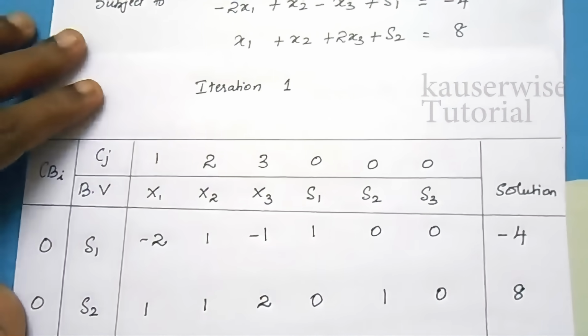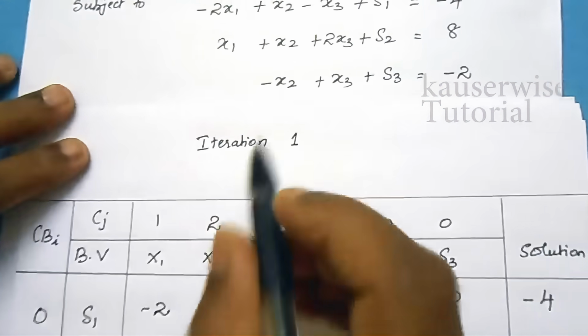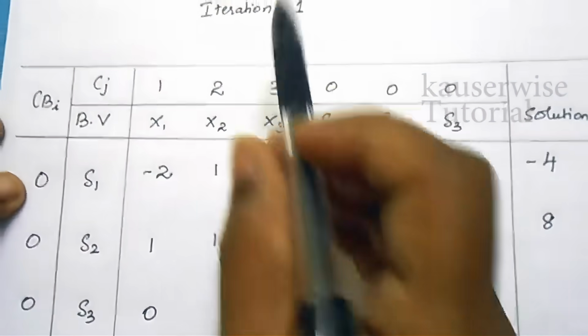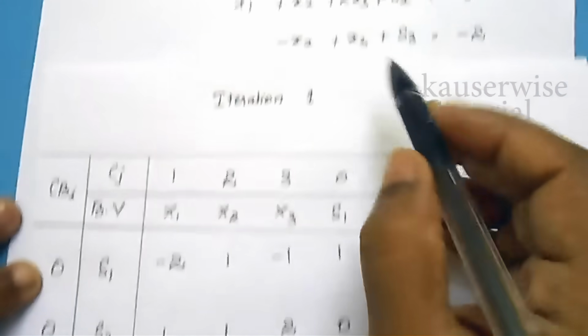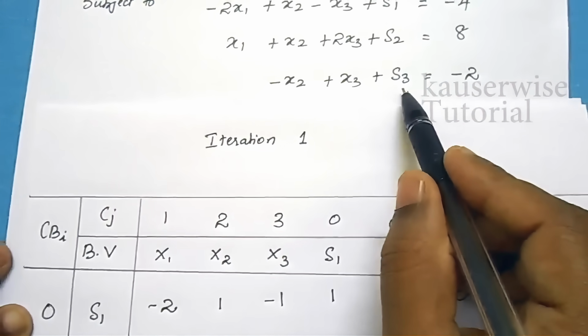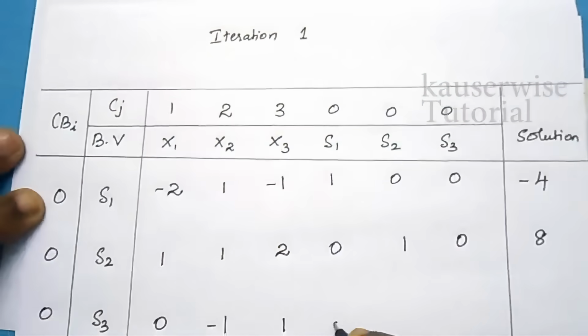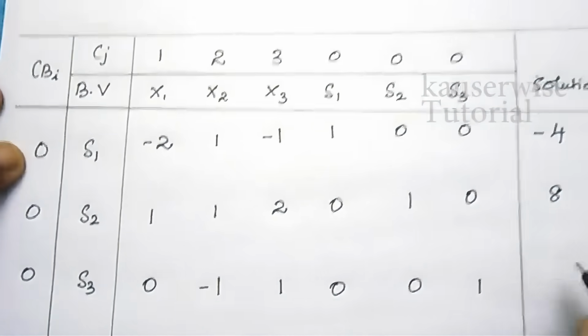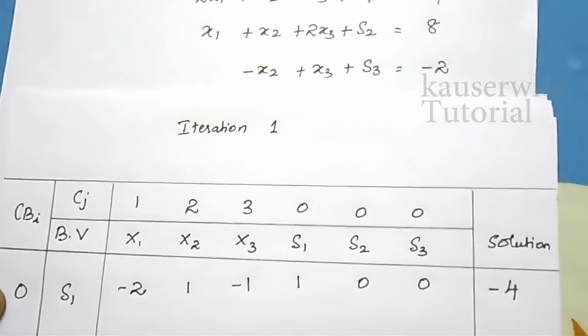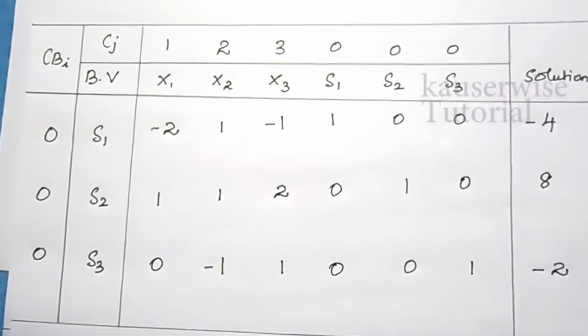In the same way, third constraint. There is no x1, so put 0. For x2, minus 1. For x3, plus 1. S3 is there, so S1, S2 are 0. S1 0, S2 0, S3 is there, so put 1. And solution is minus 2. Now we have constructed the simplex table.